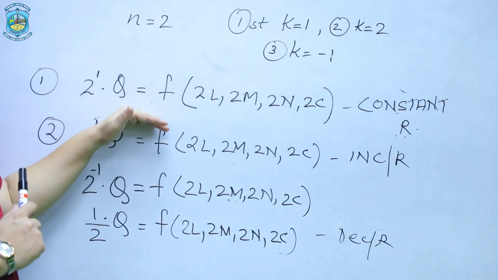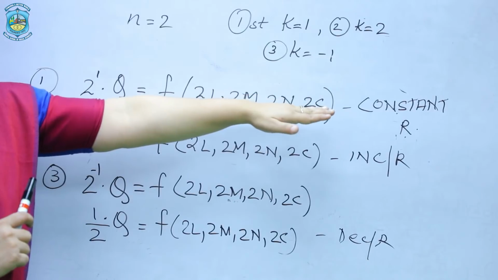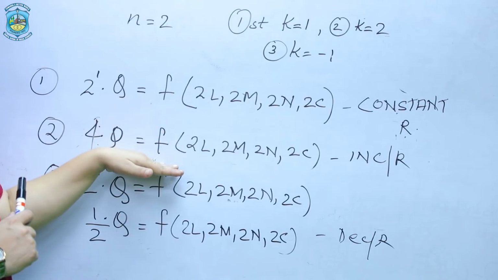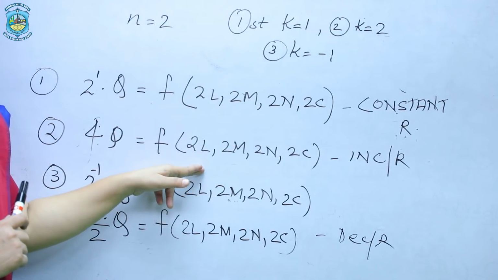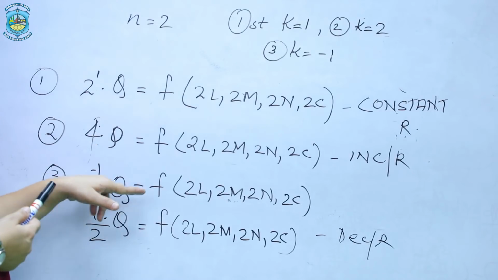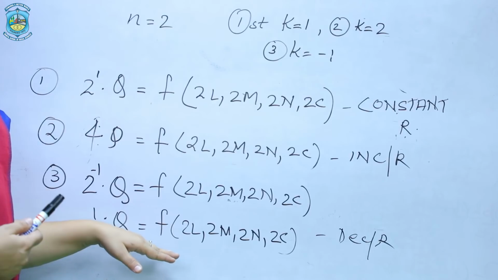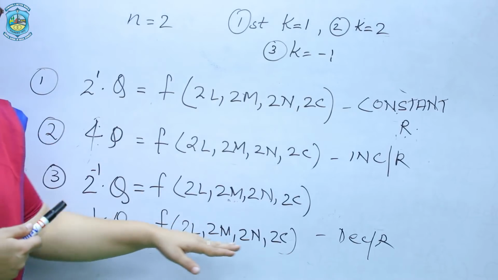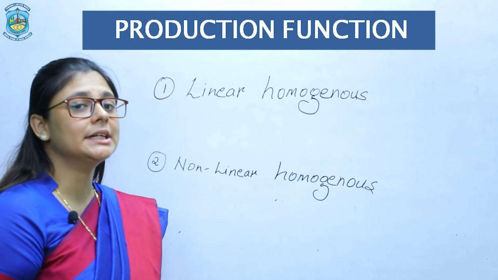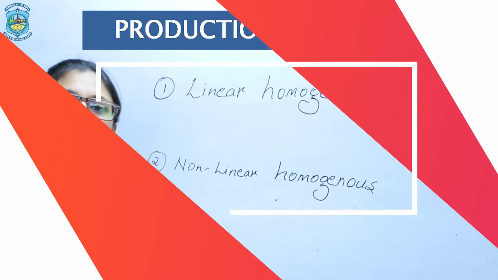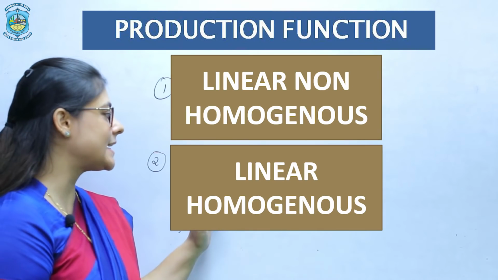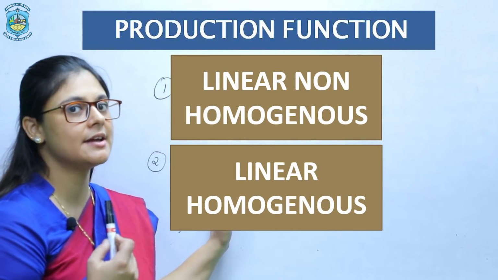So that means the first case is a case of constant returns where we are getting equal returns on output. Second case, increasing returns where doubling is causing the output to become 4 times. And the third one is a case of decreasing returns to scale where the doubling of the inputs is causing the output to become half. So here we can conclude that the production functions can be of 2 types. The first one is the linear homogeneous function and the second one is the non-linear homogeneous function.